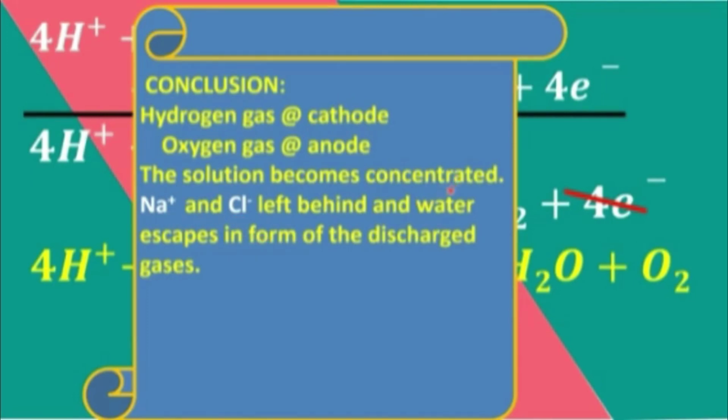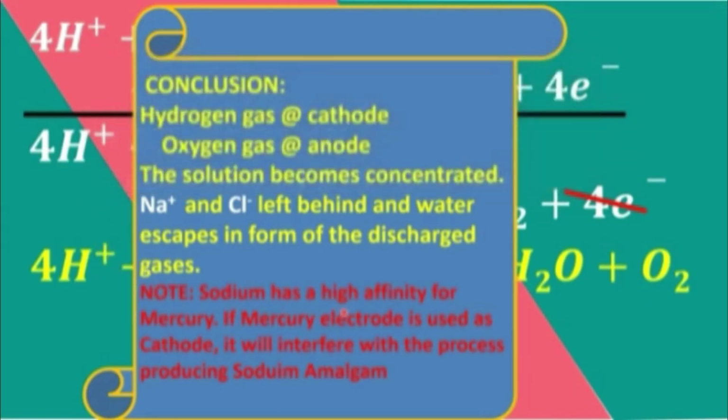Yes. Now you must take note that we do not make use of mercury electrode during this process because it interferes with what? Sodium. Sodium has strong affinity for mercury. In fact, the electrode will end up forming amalgam, as you can see there, with the what? Sodium. Take note of that. It is very, very what?